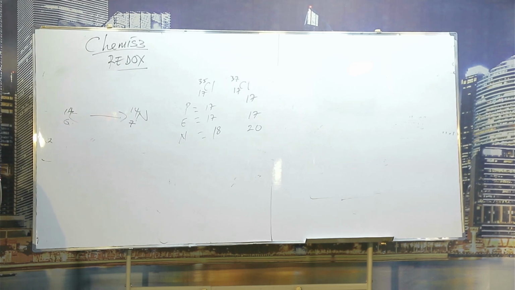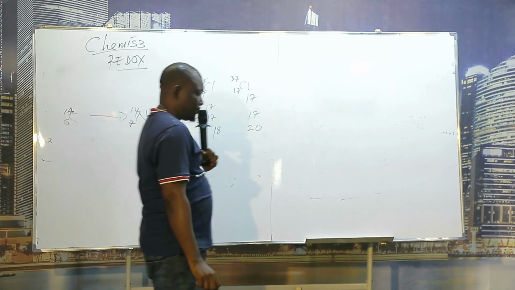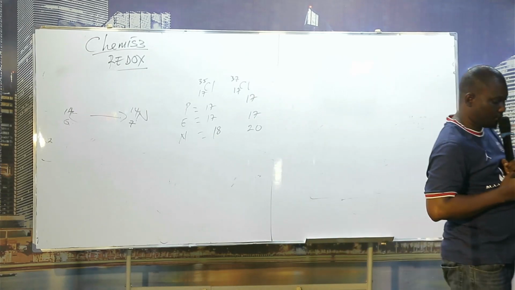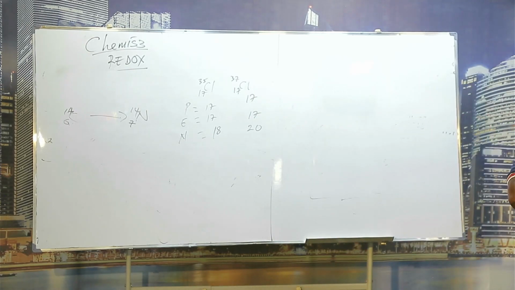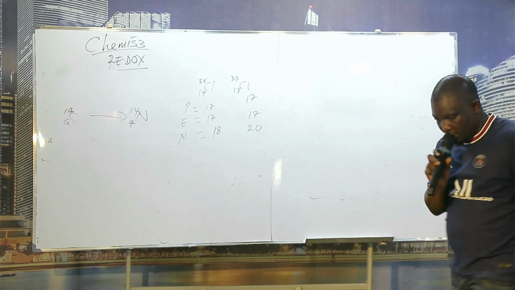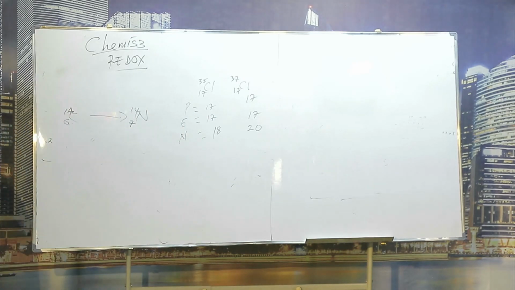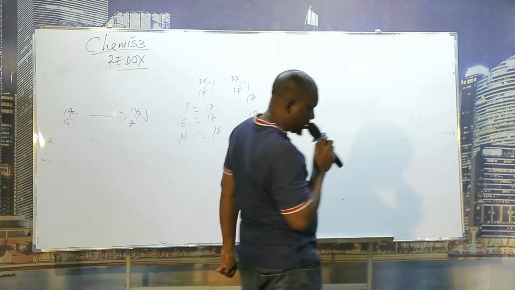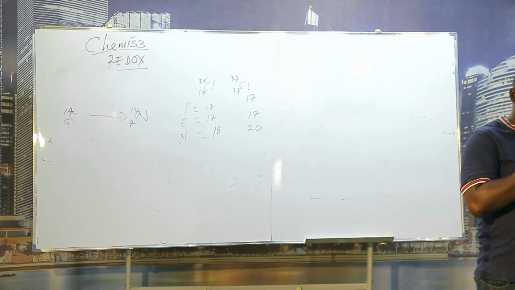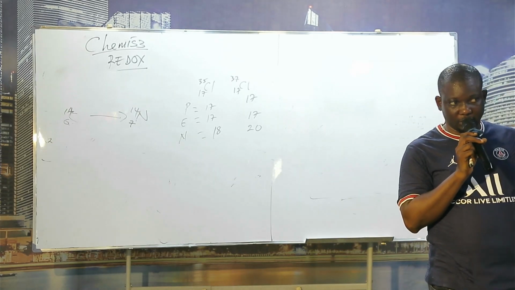Let me give you an example as case 1. Let's start with case 1. Balance the redox reaction below, and state the oxidizing and reducing agents.